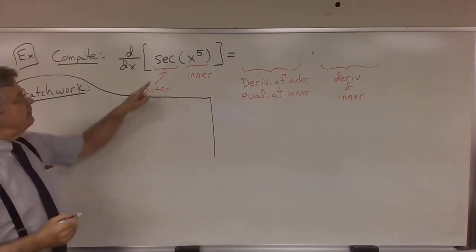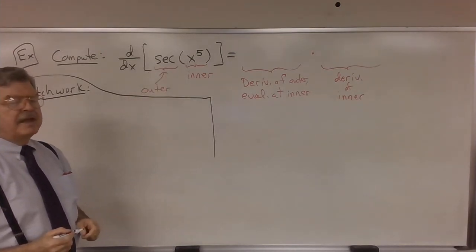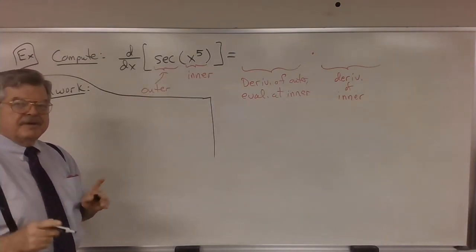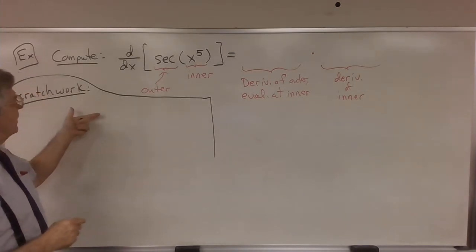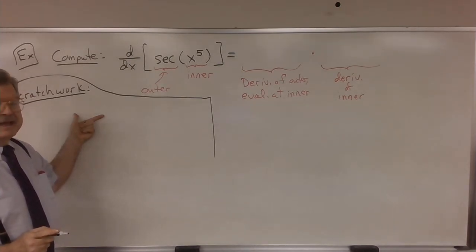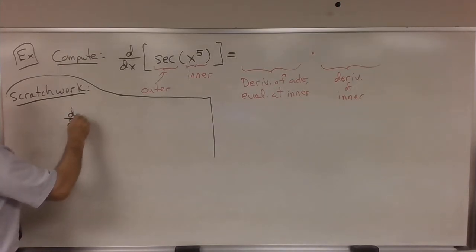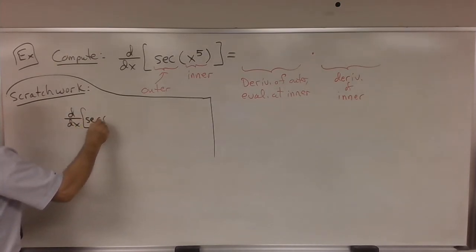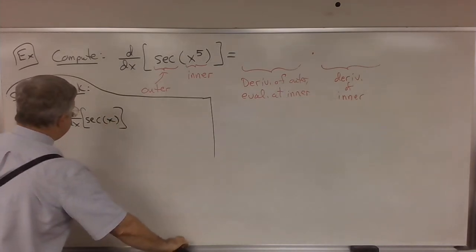And my outer function is secant evaluated at something. And I'm going to have to compute the derivative of the outer function. So to start off, I'll write down what I know about derivatives of secants. What I know is that the derivative of secant evaluated at x, you know what, I think I need to write that larger.